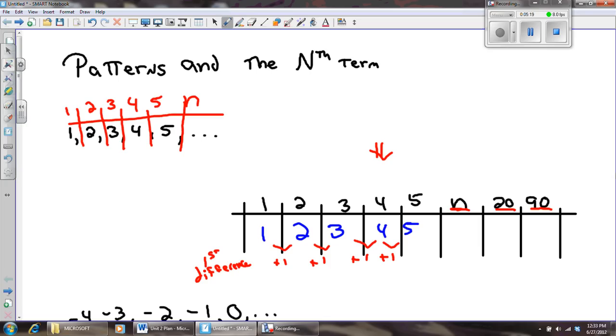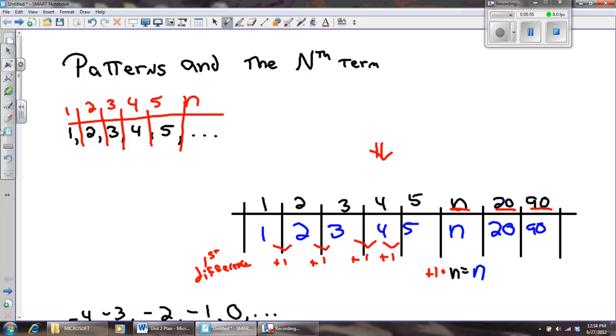That means that I am going to take plus 1 and multiply it by n. This will get me the nth term. And positive 1 times n is simply 1n, or better yet, just plain old n. So my nth term is n. It won't always be that way. This is just a baby step example. All right, now to get the 20th and 90th terms, all I'm going to do is plug 20 in for n. Well, if n is 20, then my answer is 20. If n is 90, my answer is 90.